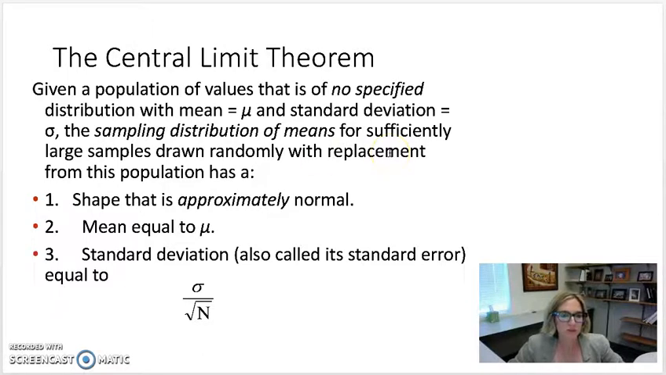The central limit theorem basically states that given a population of values that is of no specified distribution, with mean equal to mu and standard deviation sigma, the sampling distribution of means for sufficiently large samples drawn randomly with replacement from this population has a shape that is approximately normal, a mean equal to mu, and a standard deviation, also called its standard error, equal to sigma over the square root of n. And n here is the sample size.